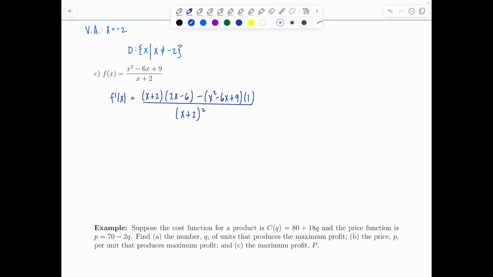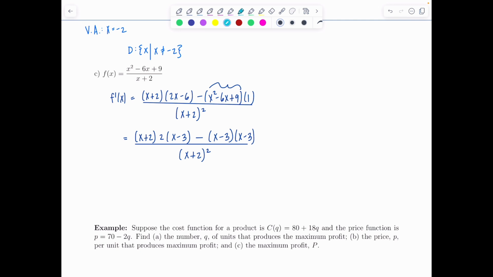Now, you could start multiplying everything out if you want, or you could factor further. What do I mean by factoring further? So I have x plus 2 times 2x minus 6, which is actually 2 times x minus 3, minus, and then x squared minus 6x plus 9 factors into x minus 3 squared, or x minus 3 times x minus 3, over x plus 2 squared.